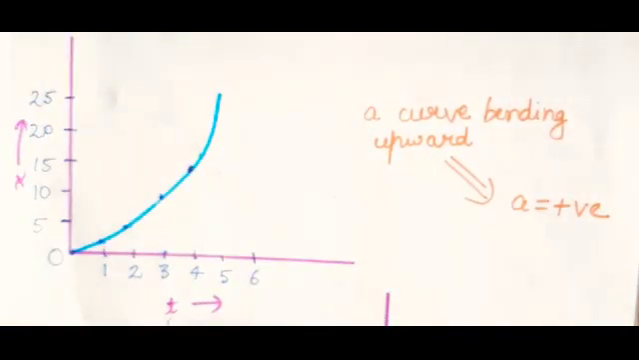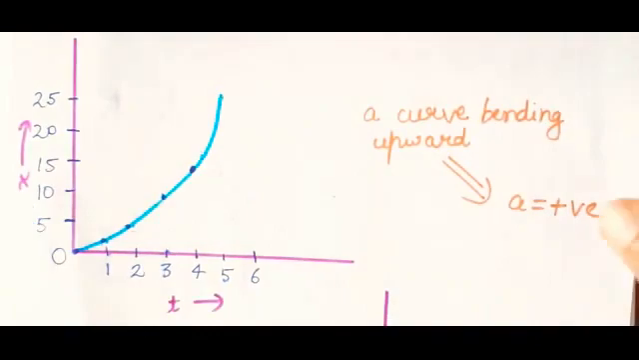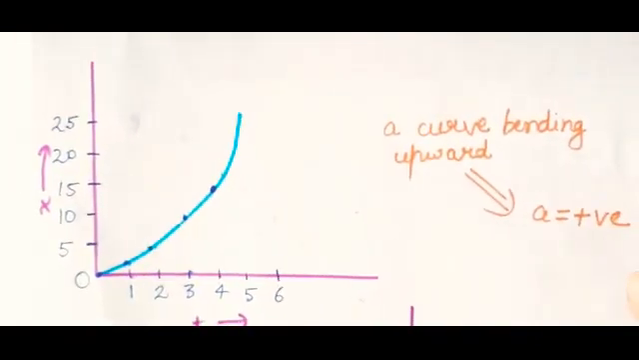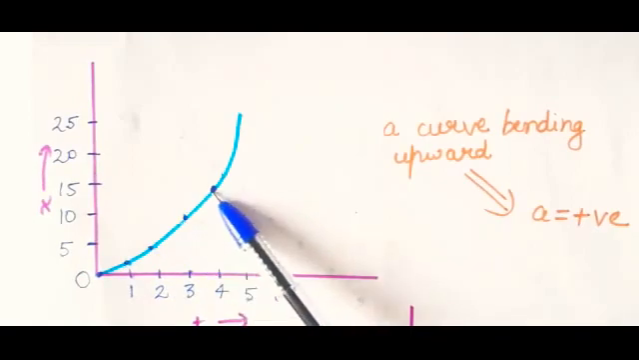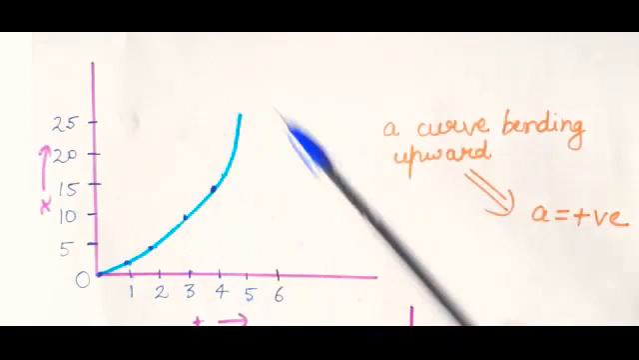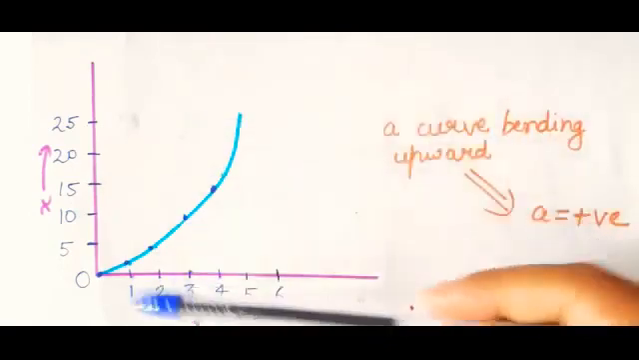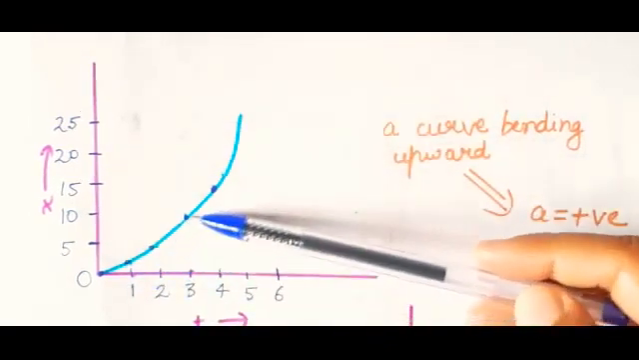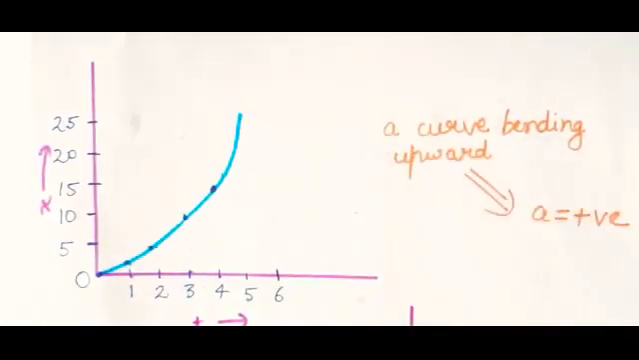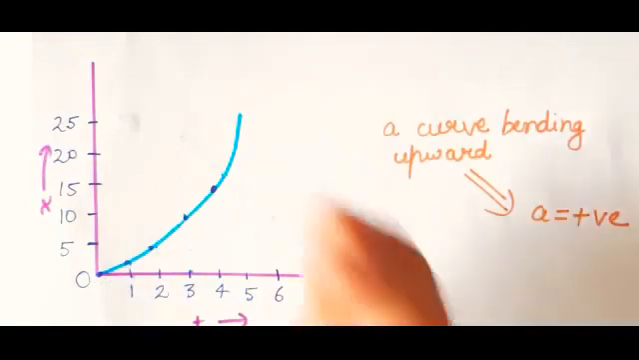Same, time on the x-axis, distance on the y-axis. Now, when time is 0, distance is 0. When time is 1, distance is 1. Time is 2, distance is 4. Time is 3, distance is 9. Time is 4, distance is 16. From the table I've drawn this. Now you have obtained these points. Start joining these points. When you join these points, you will obtain a curve which bends upward.